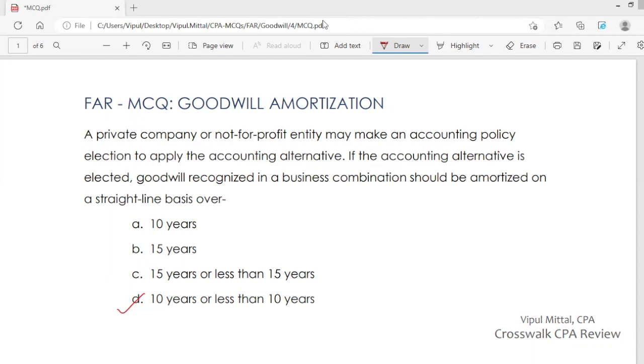The entity has to demonstrate that less than 10 years is more appropriate. In that case, amortize this over a period of less than 10 years. Otherwise, amortize this on a straight line basis over 10 years. So answer in this case is D.